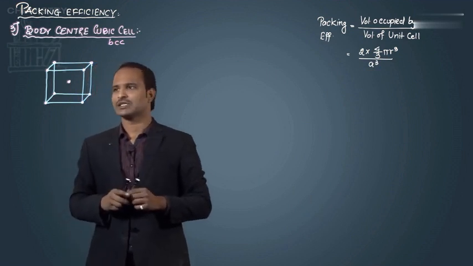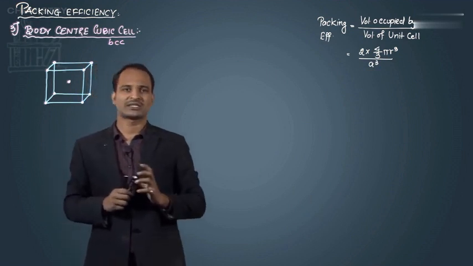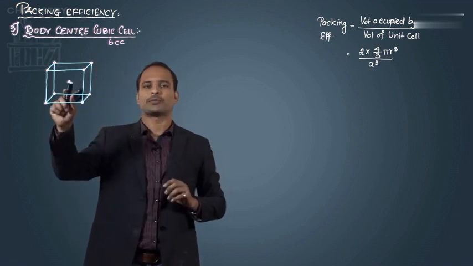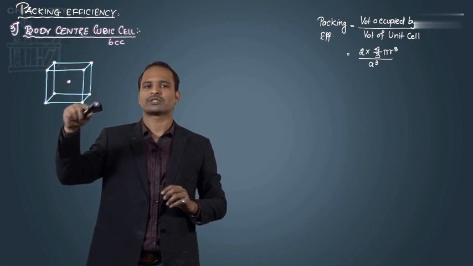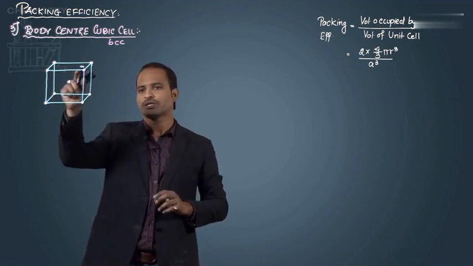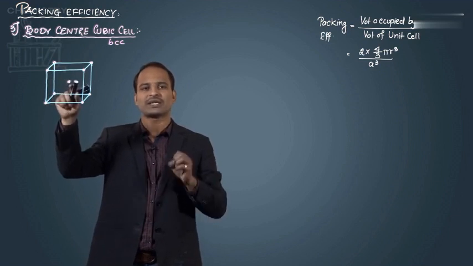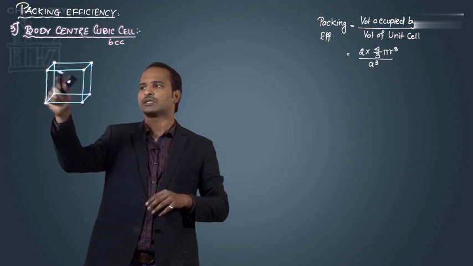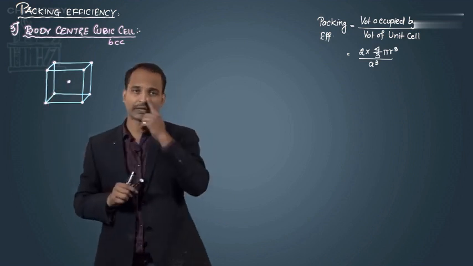Now in case of BCC, I can say the corner particles do not touch each other, but the particle which is present at the body center touches all the particles which are present on the corners. So the corner particles do not touch each other because of the presence of the particle exactly at the center of the body. But as I said, the particle present at the body center touches all corner particles.